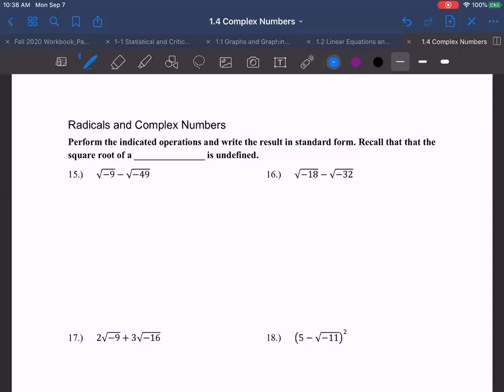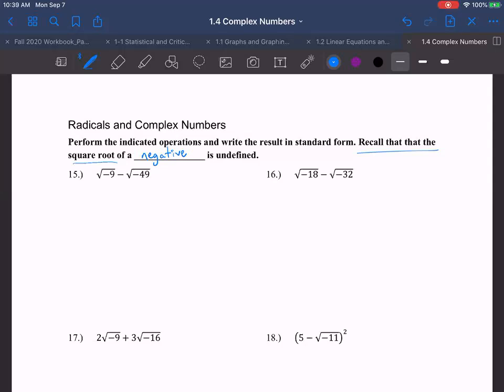All right, so what we want to do here is actually worry about what happens when we're doing operations that involve square roots of negatives. And so the thing we've done before is perform the indicated operation and write the result in the standard form. Recall that the square root of a negative number is undefined. So we have to turn this into i first.